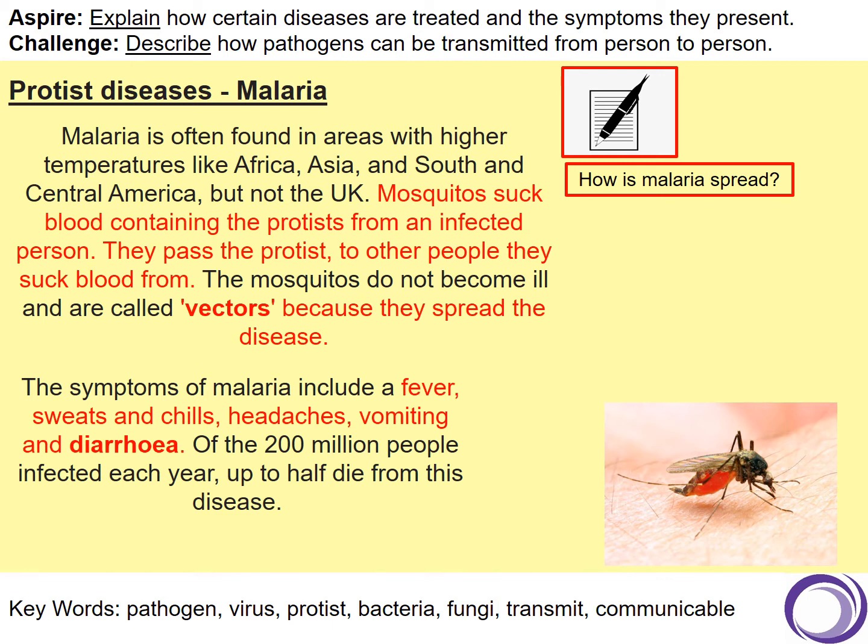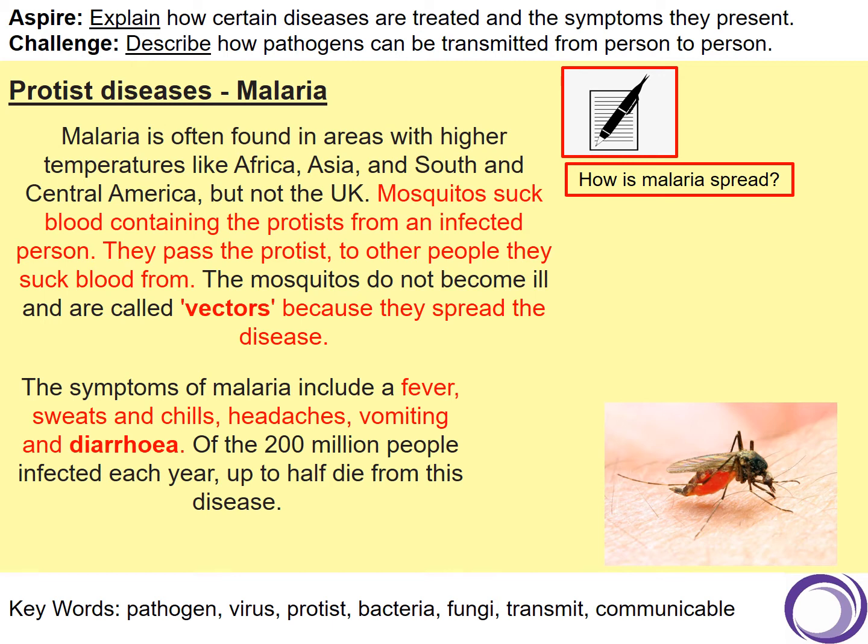So mosquitoes, what they do is they suck the blood containing the protists from an infected person, and then they pass this protist to other people that they suck blood from. So the mosquitoes do not become ill themselves, so they are called vectors because they just spread the disease. And the symptoms of malaria include a fever, sweats and chills, headaches, vomiting and diarrhea.